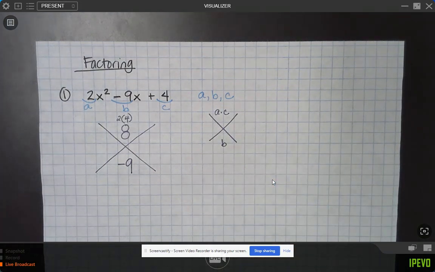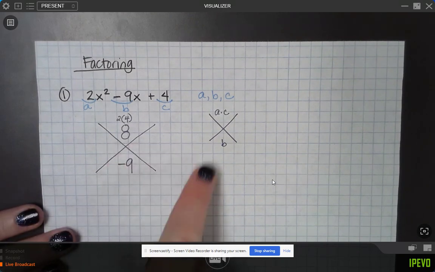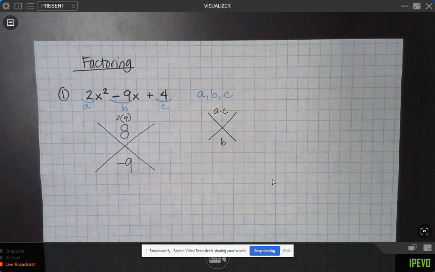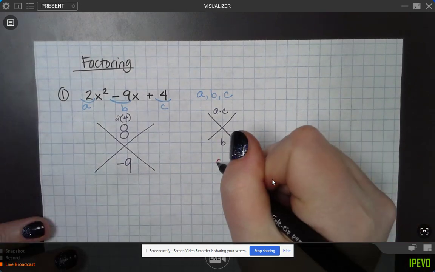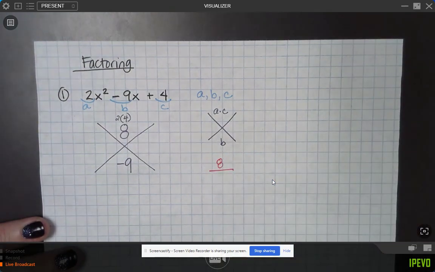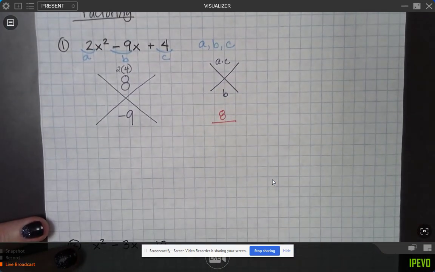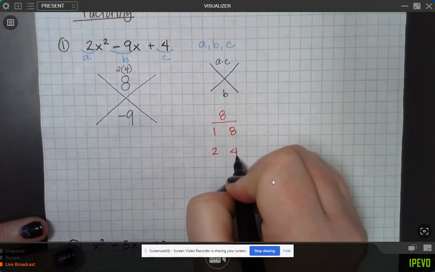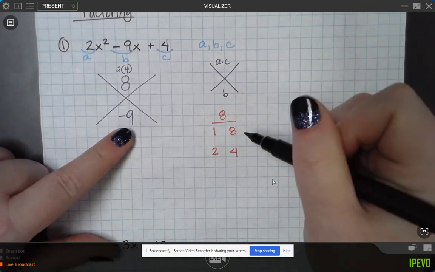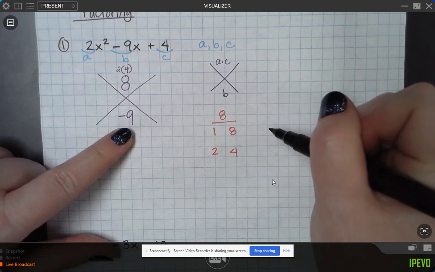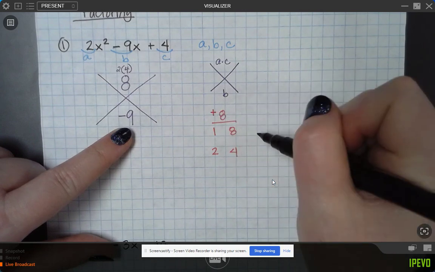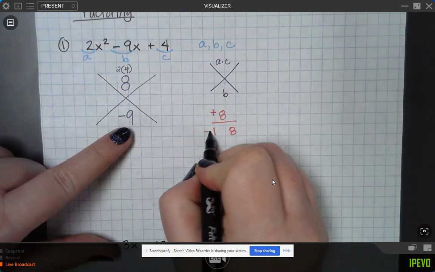So now we're going to figure out what numbers multiply to 8, but add up to -9. So I'm going to be listing numbers that multiply to 8. Numbers that multiply to 8 are 1 and 8, as well as 2 and 4. Now the problem is that I want to be able to add up to a negative number. So in order for me to multiply to a positive and add to a negative, I would need all my numbers to be negative.